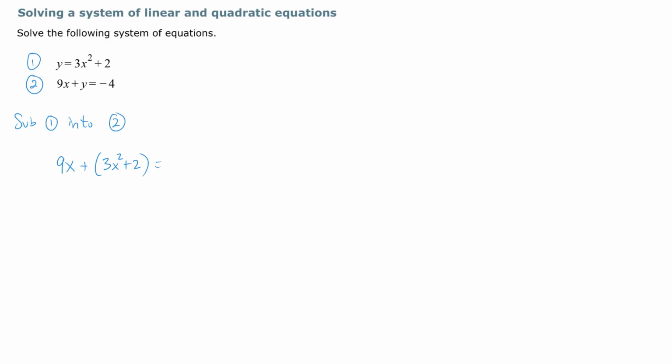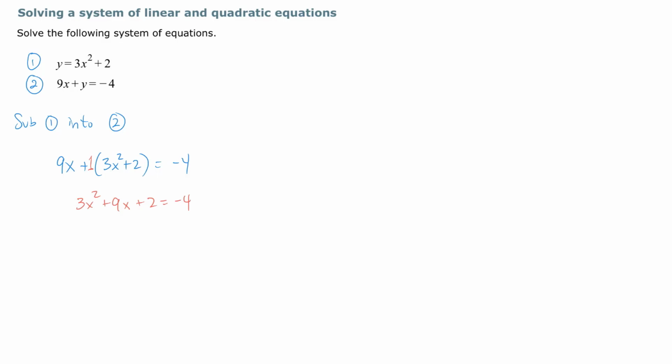Whenever we write our substitution, usually indicated with parentheses, to substitute that quantity. Now we could simplify this. Notice there's an invisible 1 in front of those parentheses, so you could distribute this invisible 1 and the parentheses drop off right away. So we get 3x squared plus 9x plus 2 is equal to -4.